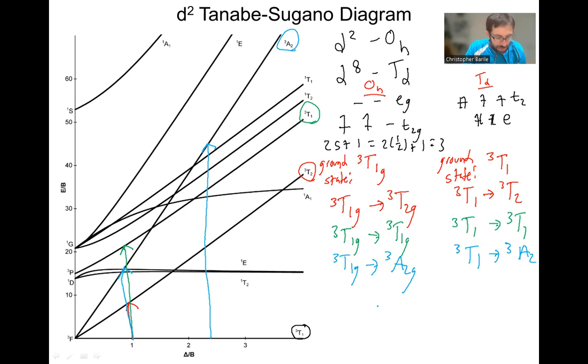So in all these cases, we expect three main peaks in the UV-vis absorption spectrum for a d2 octahedral complex or a d8 tetrahedral complex. And that's some information you can get qualitatively, we're not using this quantitatively here, from the Tanabe-Sugano diagram.